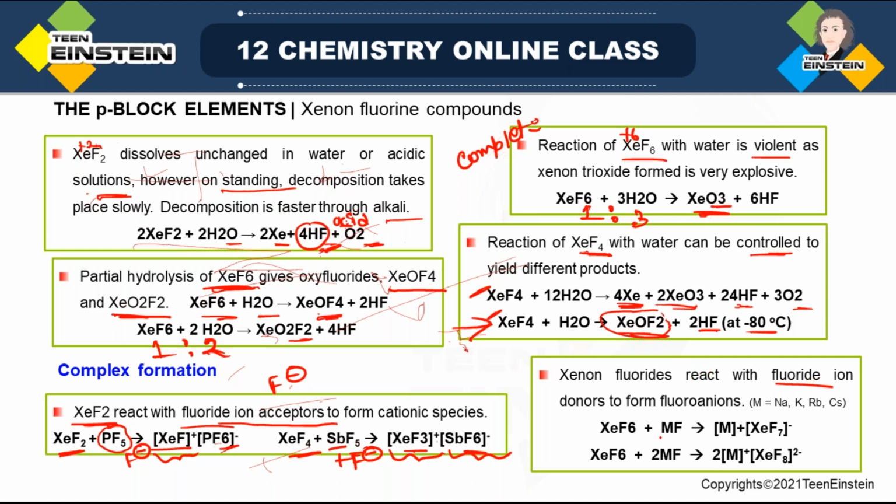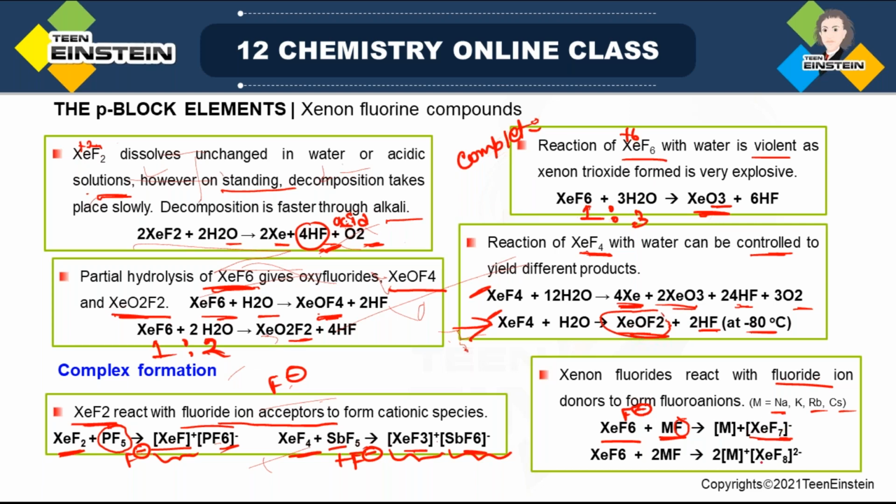Now we are using the reagents MF, where M is sodium, potassium, rubidium, cesium. All are s-block metals, that is group 1 metals. These group 1 metals can donate F minus, and after accepting one F minus, it will be XeF7 minus. So the cationic species is formed by M plus, because this F is already lost, and the anionic part is formed by xenon.